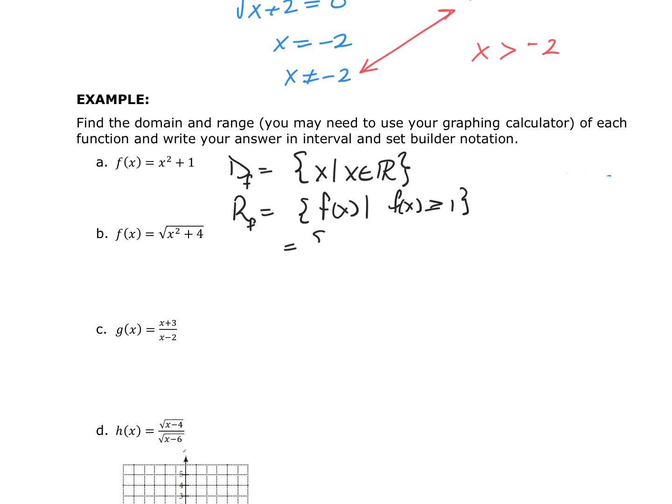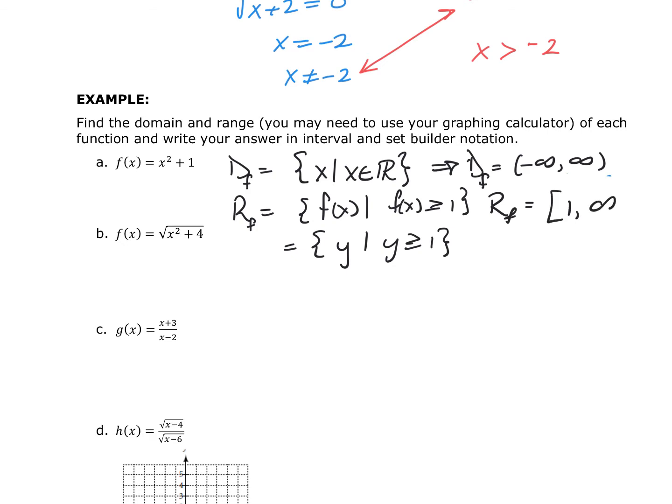In set builder, because we can use y as a replacement, I can always replace f of x with y, as long as y is not the independent variable or the argument. So I can use y such that y is greater than or equal to 1. Interval notation, so if I wanted to use interval notation, this would be -infinity to infinity. And my range for my function f would be, of course, inclusive of 1 and then going up to infinity.